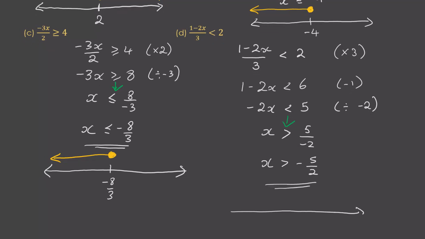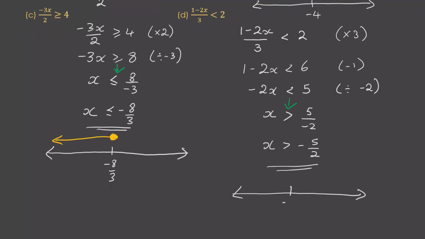So if we have our number line, I'll put on it -5 over 2. Filled in circle because it's just a greater than, and it's going to go off in this direction.